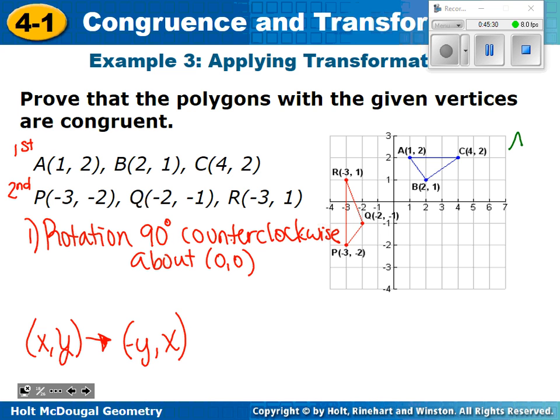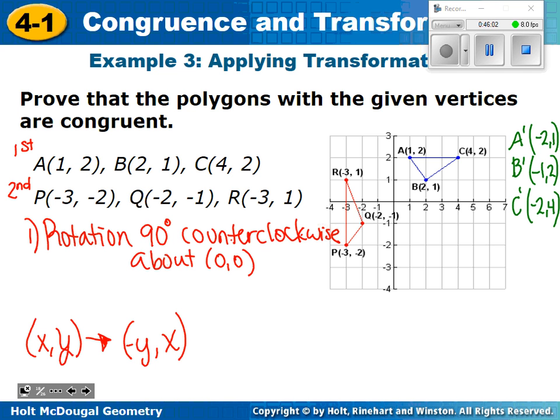So where is A prime going to be now if I switch and change the sign on the left? Negative 2, 1. Where's B prime? Negative 1, 2. Where is C prime? Negative 2, 4. Are those the coordinates that I have over here? No. So that means we need to graph this green shape and see, is there another transformation after I rotate it that will make the green one land on the red one?